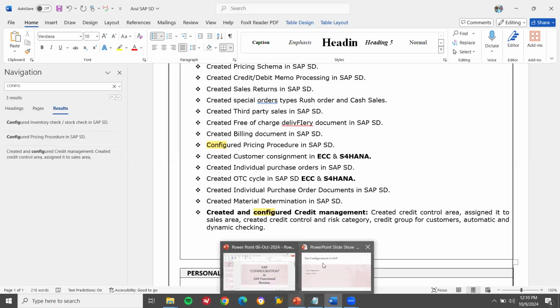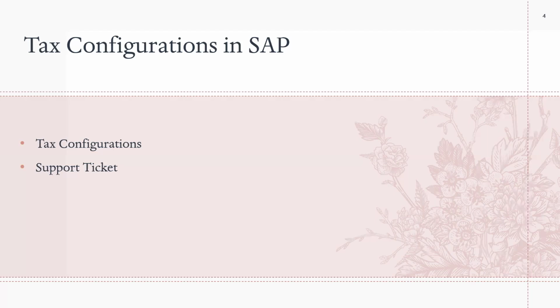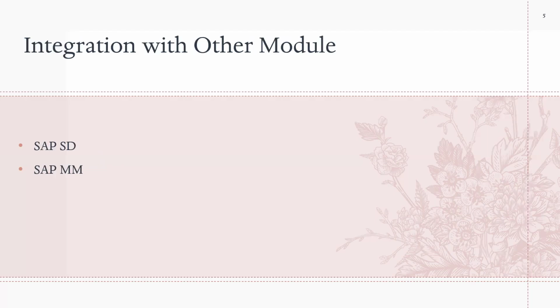Now let's go to the tax configurations and integration with other modules. SD, I already told: VKOA settings, and for MM, the OBYC transaction. All of these come under configurations with FICO and SD, FICO and MM. You have to specify this in your resume. Only then will your resume get shortlisted and they will call you for the interview.